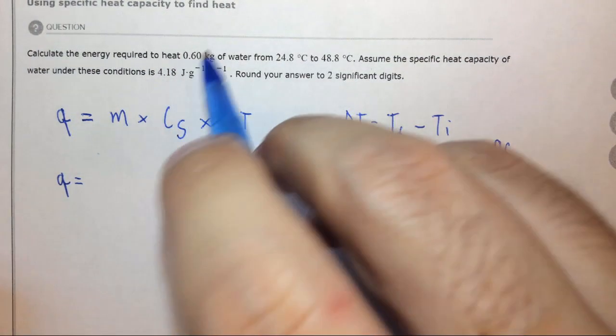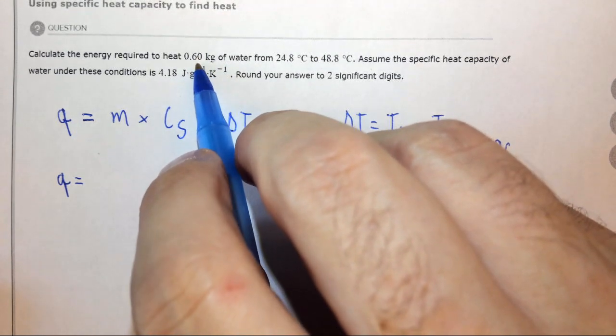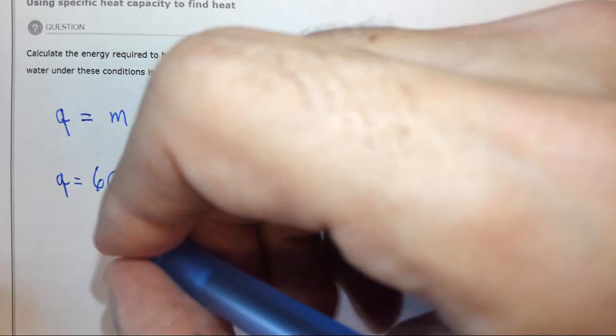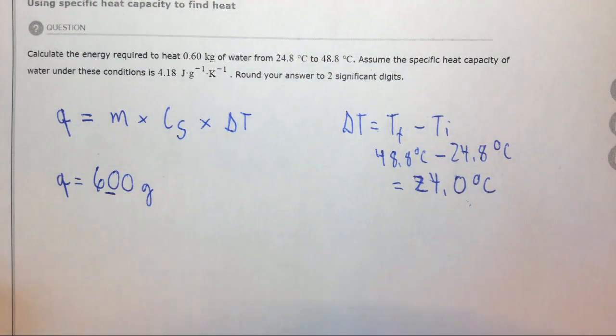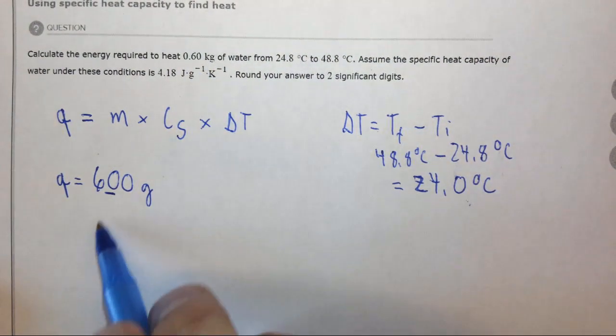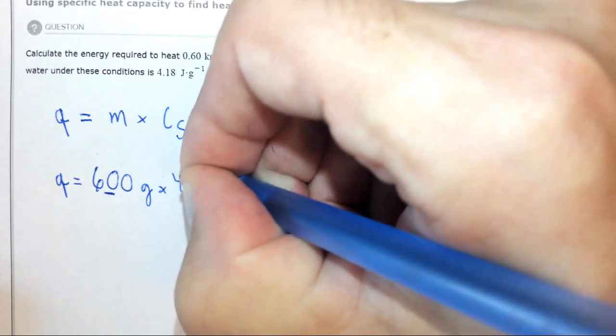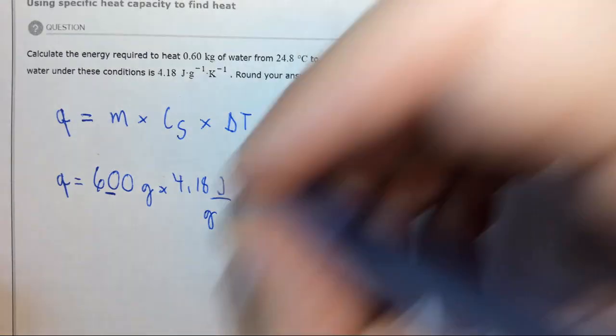Now Q equals the mass in grams. So we have to convert this 0.6 kilograms to grams by multiplying it by 1,000. So in this case it's 600 grams, and I'm just going to put a line under that to remember that that's the sig fig, because this is two significant figures, times C sub S, which is 4.18 joules per gram K.